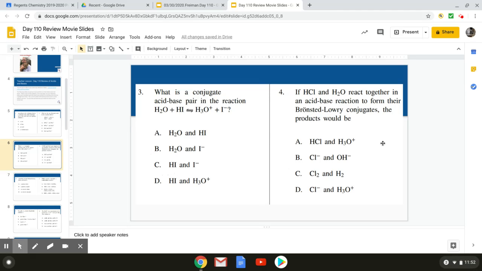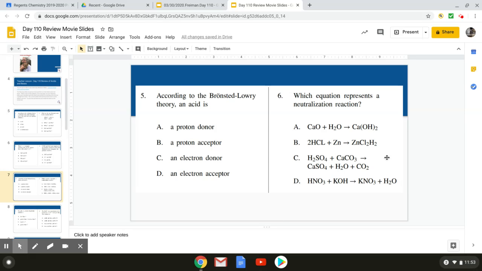Number 4, if hydrochloric acid and water react together in an acid-base reaction to form their Bronsted-Lowry conjugates, the products would be, so HCl plus HOH, you have the hydrochloric acid right there, you have water acting as the base, so the HCl is going to donate the hydrogen to the H2O, making it H3O+, and then Cl-. So it should be choice D for that one.